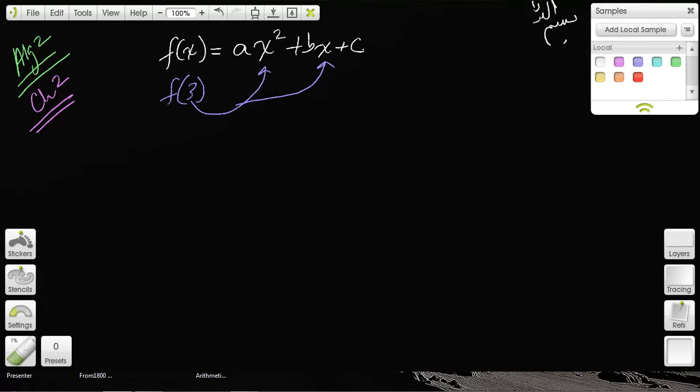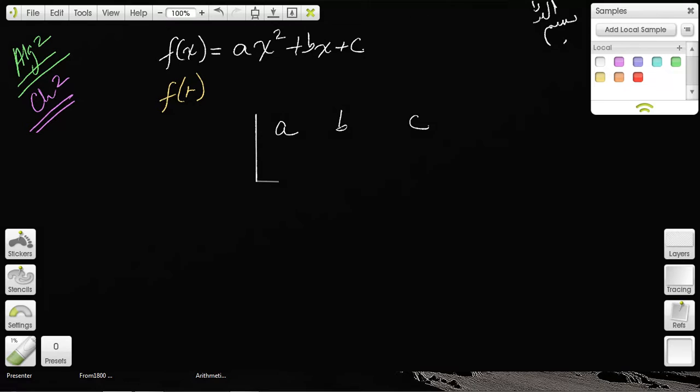To give you an idea why synthetic substitution works, I want to do the following demonstration, so to speak. Let's say you wanted to find out what f of r was. Then you would write the coefficients and the constant term, that would be a, b, and c, if you were to do synthetic substitution. You would make a little cartoon over here, lines like this, and then you would put r over here because you want to find f of r.